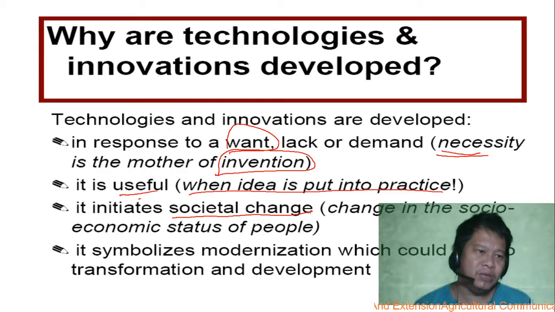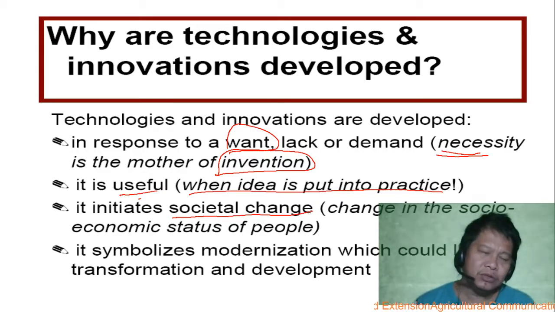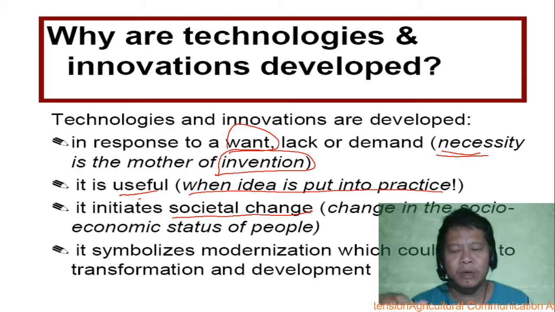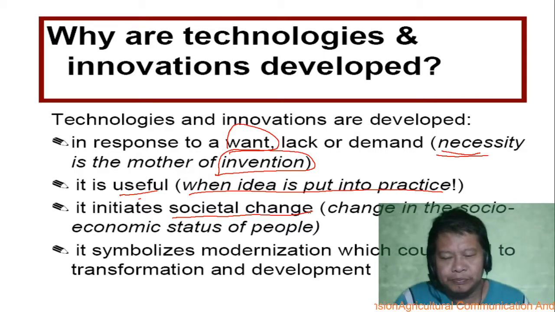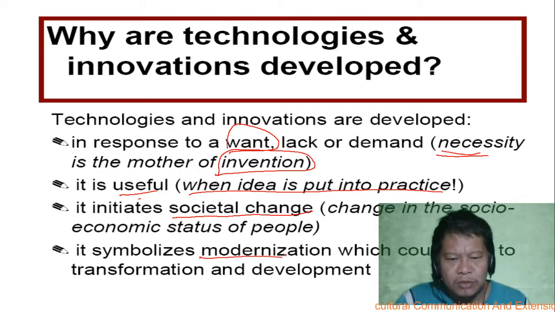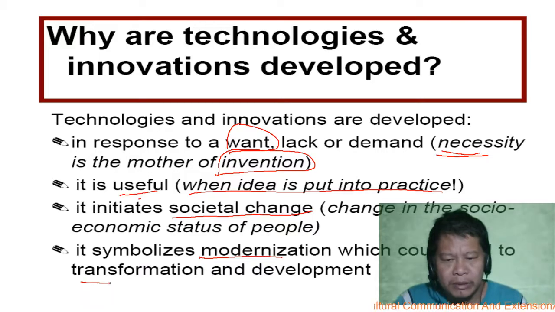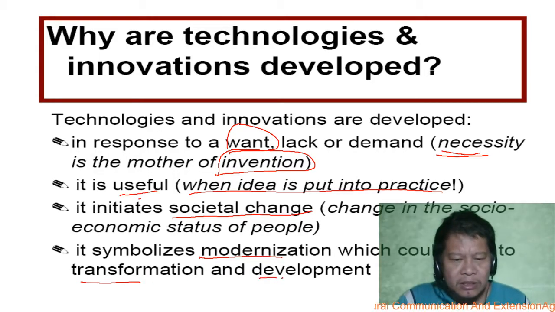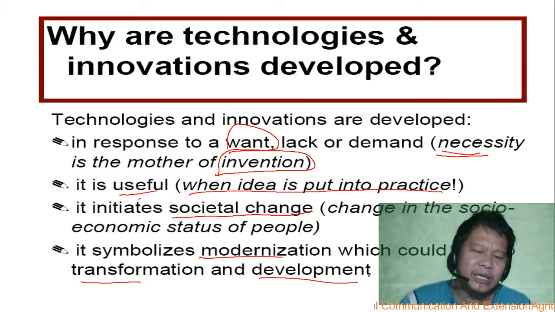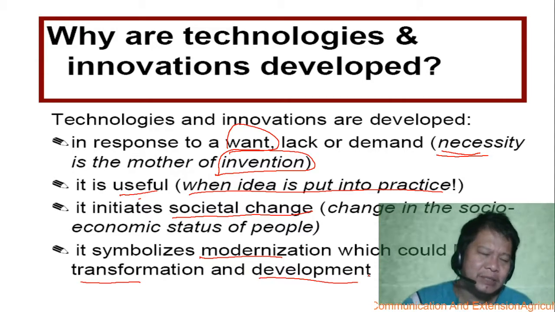So we want to alleviate poverty to some extent, no? We want to increase income of our farmers, no? That's why we developed technologies and innovation. And technologies and innovations, it symbolizes modernization, which could lead to transformation and development. Okay? Ingon ta nga, daghan na technology, daghan na innovation, modern na sila, no? Yes, modernized.